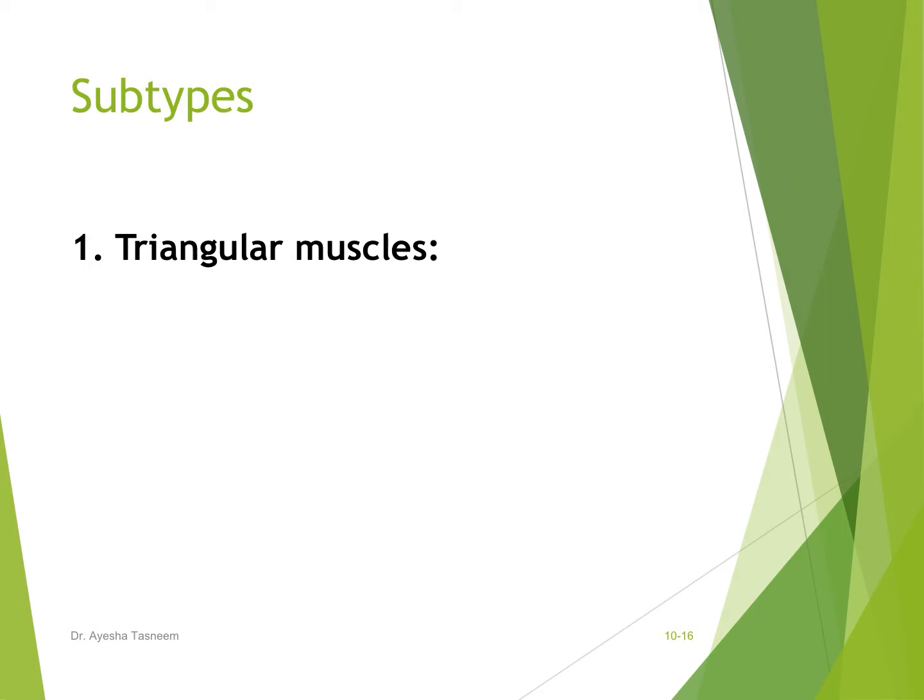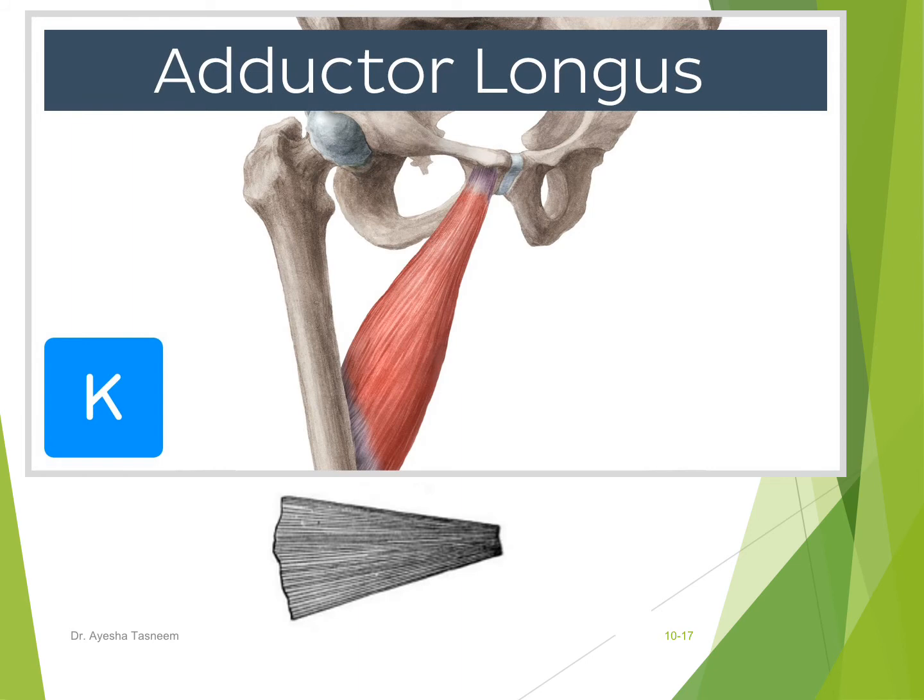Firstly, there is the triangular muscle. The best example is the adductor longus. Here you can see the triangle. This is roughly triangular in shape and has a broad origin and narrow insertion. The broader area here is the origin of the muscle and the insertion is narrow.